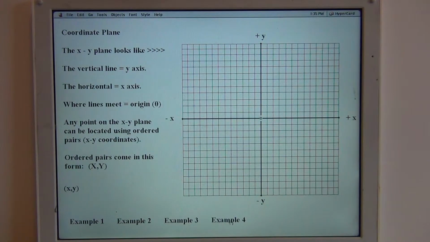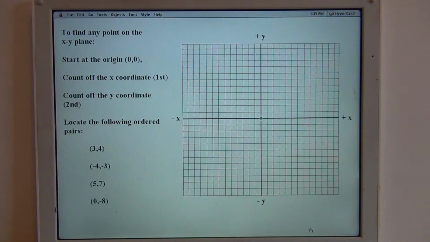Good. Let's take a look here at how to locate. I'm going to give you some practice in locating points. Remember, you always start at the origin. First number is always the x value. Second number is always the y value. If they're positive, you move this way on the x and this way on the y. If they're negative, you move this way on the x and this way on the y.